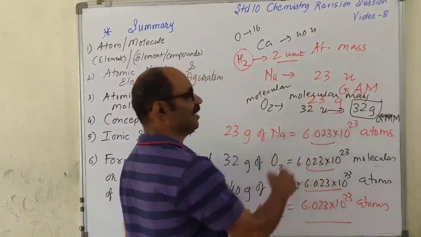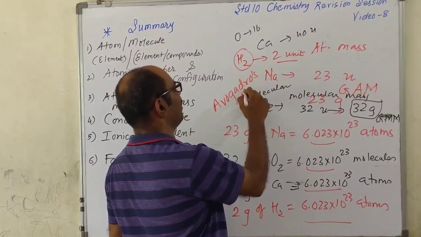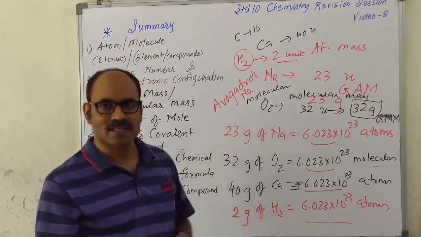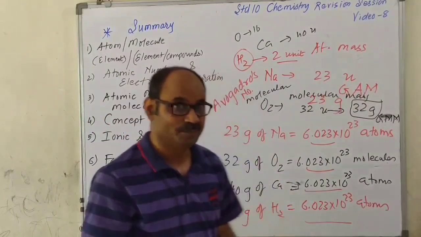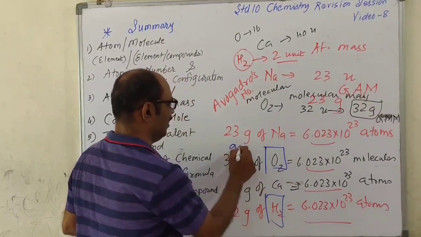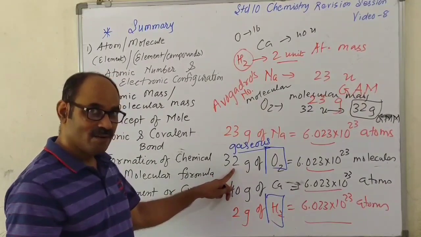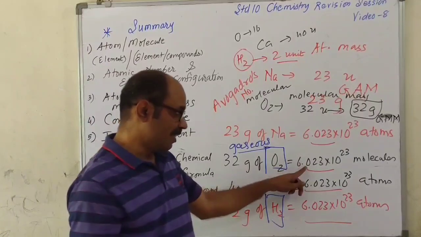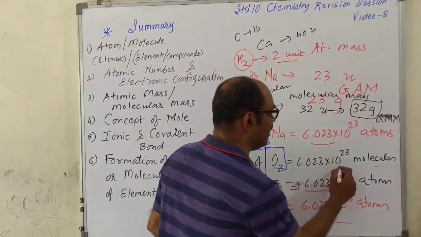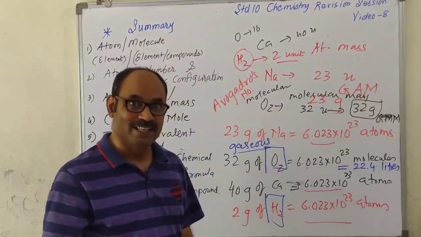This number is constant, correct? And that number is called Avogadro's number or constant. Definitely it was found or calculated by a scientist named Avogadro. But one thing, children, it is applicable only to gas. It is applicable to gaseous substances. If you take 32 grams of oxygen molecules, then it will have 6.023 into 10 raised to 23 molecules of oxygen. And if you consider its volume, it will be 22.4 liters.